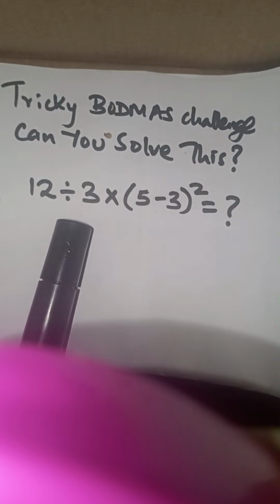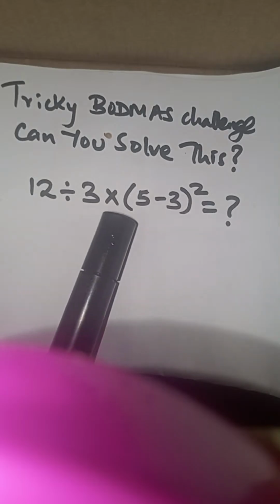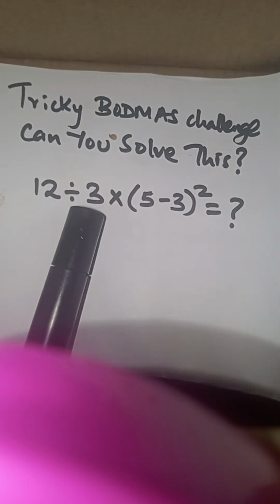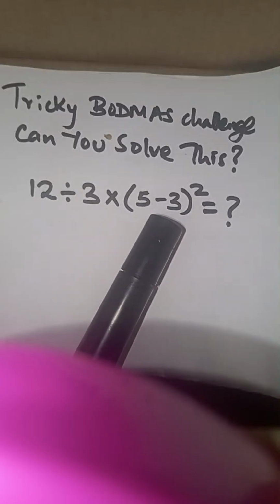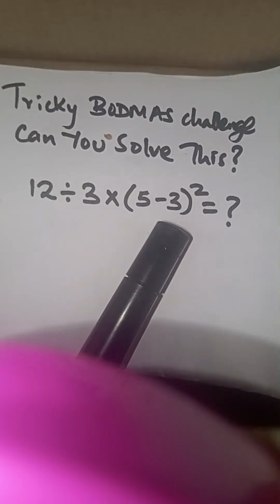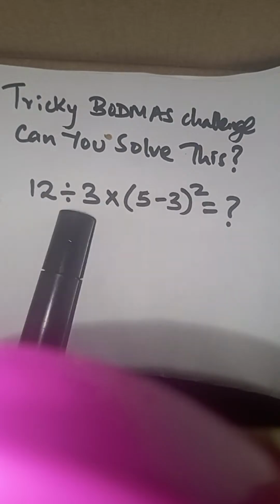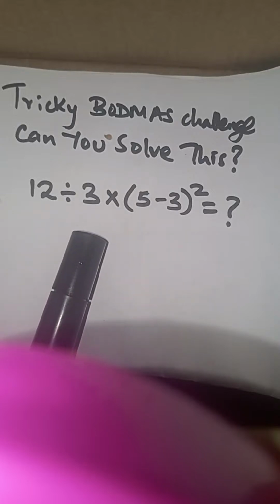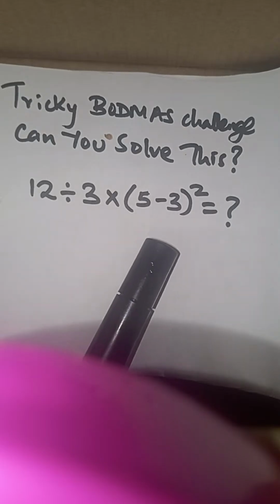What do you think the solution is? For 12 divided by 3 times 5 minus 3 squared. Others are getting it as 1. Others are getting it as 12 or 16.